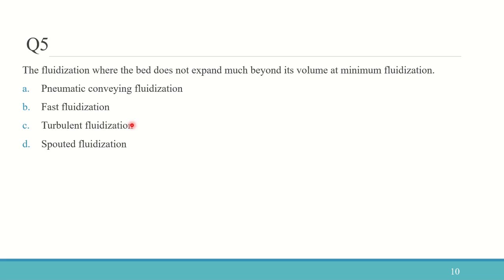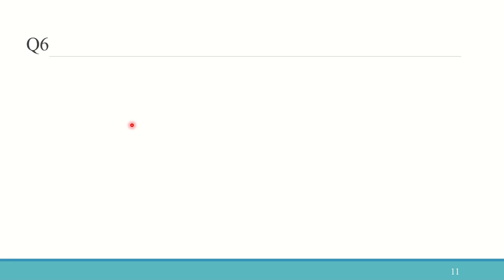But what are spouted beds? Spouted beds are nothing but those that would not expand much beyond their volume at minimum fluidization condition. So here the key thing is at minimum fluidization condition. A spouted bed does not expand much beyond its volume at minimum fluidization condition. So the answer to this particular question is option D.